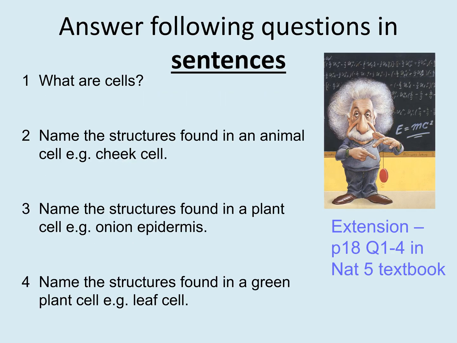So here are some review questions. The first one is: what are cells? The second one is: name the structures found in an animal cell, e.g. a cheek cell. Name the structures found in a plant cell, e.g. onion epidermis, and name the structures found in a green plant cell, e.g. a leaf cell. So if you want to answer the questions, pause the video, and then I will go over the answers with you.